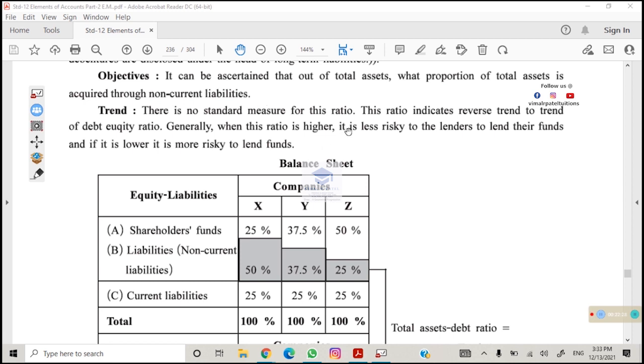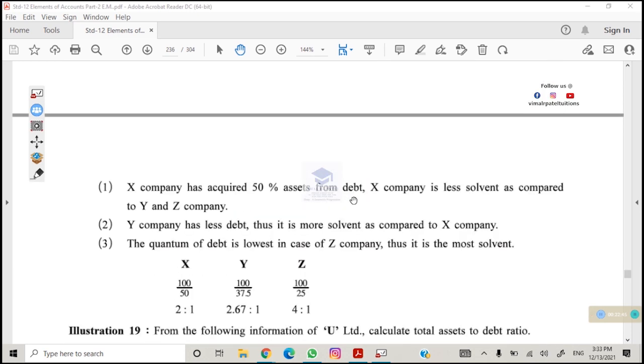Here also there is no standard measure. The ratio indicates reverse trend to trend of debt equity. Generally when this ratio is higher, it is less risky for lenders to lend their fund. And if this ratio is lower, it is more risky to lend fund to such type of business.